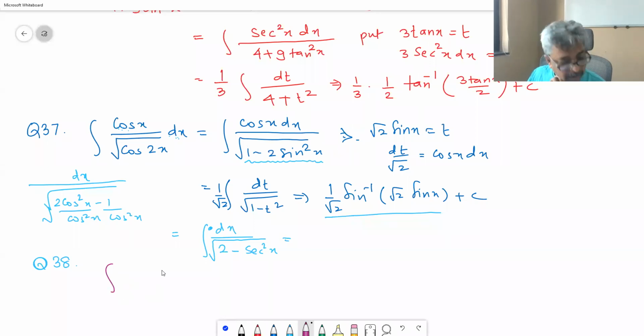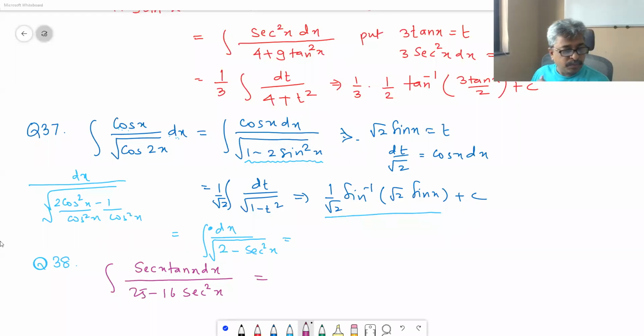The integral is easy, do it quickly. sec x tan x dx divided by 25 minus 16 sec square x dx, written, is equal to question 38.